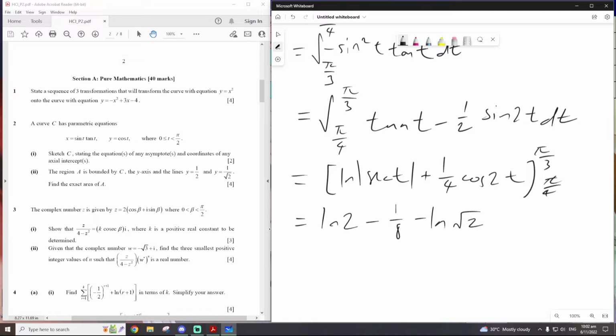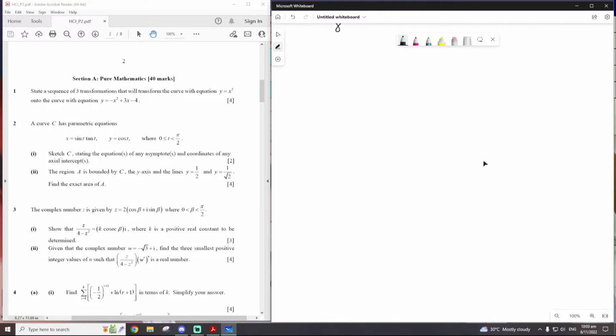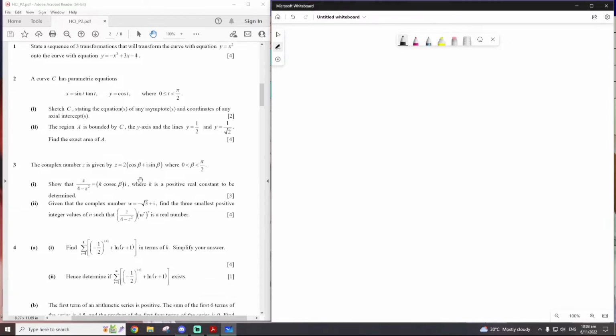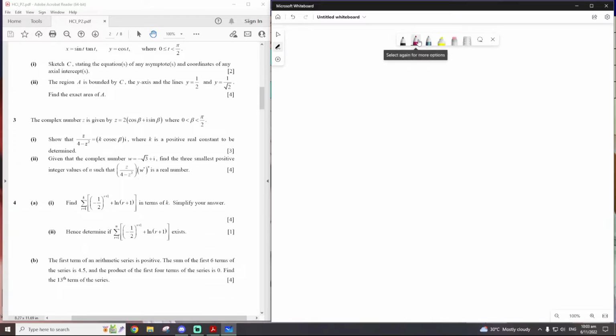The pi over cosine pi over 2 is 0, but ln root 2 is half ln 2, so I can factor out the half, or 1 over 8 actually. I'll factor out the 1 over 8 and write 4 ln 2 minus 1. Yeah, that will be the area. Complex number. Okay.